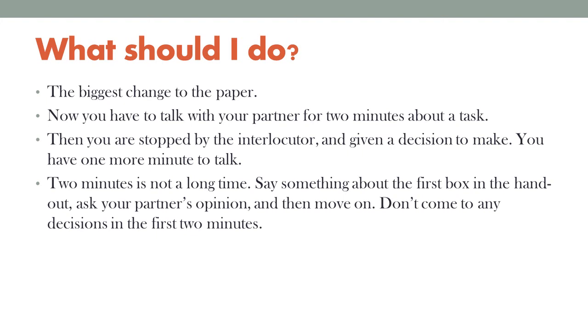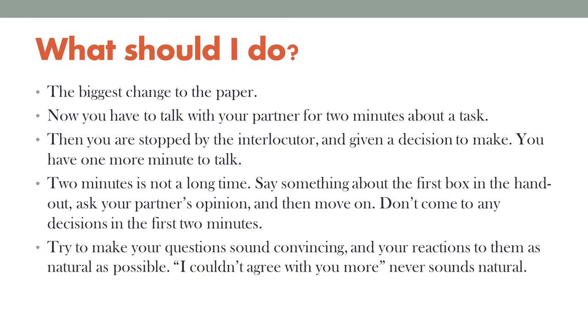Say something about what's in the box, ask your partner's opinion, and then move on. And certainly don't waste time trying to decide anything in the first 2 minutes. That comes later. There are usually 5 text boxes for each of these, and my guideline is to try and get through 3 of them. If you can do 3, it suggests that you've covered quite a lot of the topic. Not all of it, but enough to have shown off your interactive communication skills. If you only talk about 1 of the boxes, you need to work a bit harder to get through more content, because then you're not really working towards the task enough.